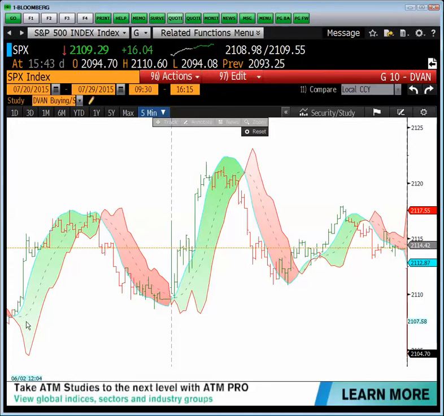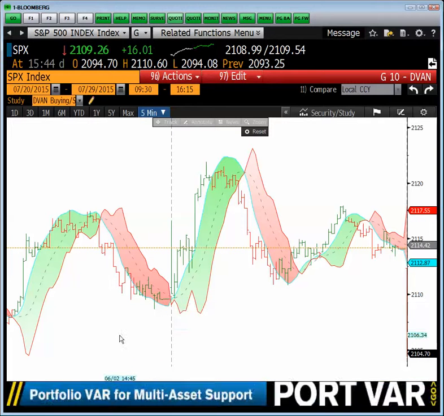So I have DVAN buying selling pressure indicator loaded onto this chart. The indicator consists of 2 main parts. The first part being color-coded price bars. As you can see, price bars are either color-coded green or red. There's an algorithm running underneath these price bars and measuring buying and selling pressure in the underlying security. When buying pressure is dominant, green price bars are painted. When selling pressure is dominant, red price bars are painted.